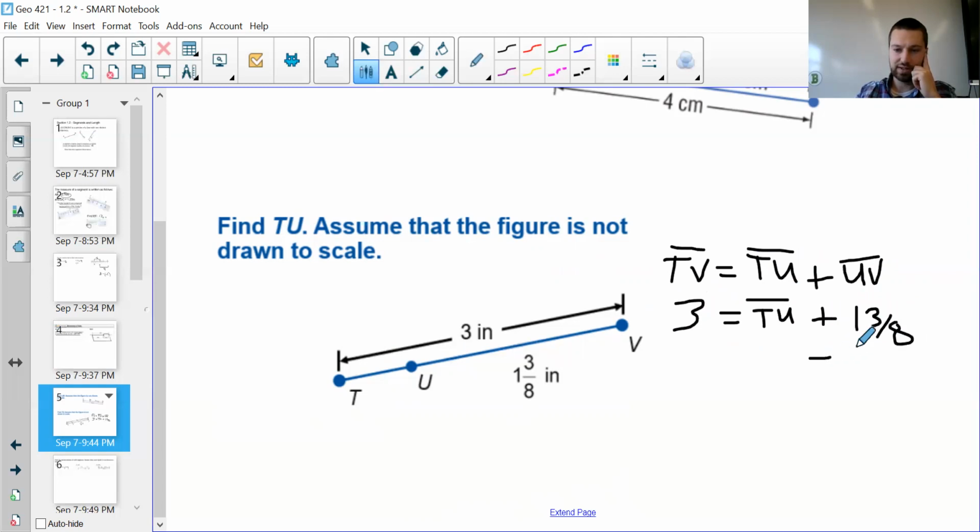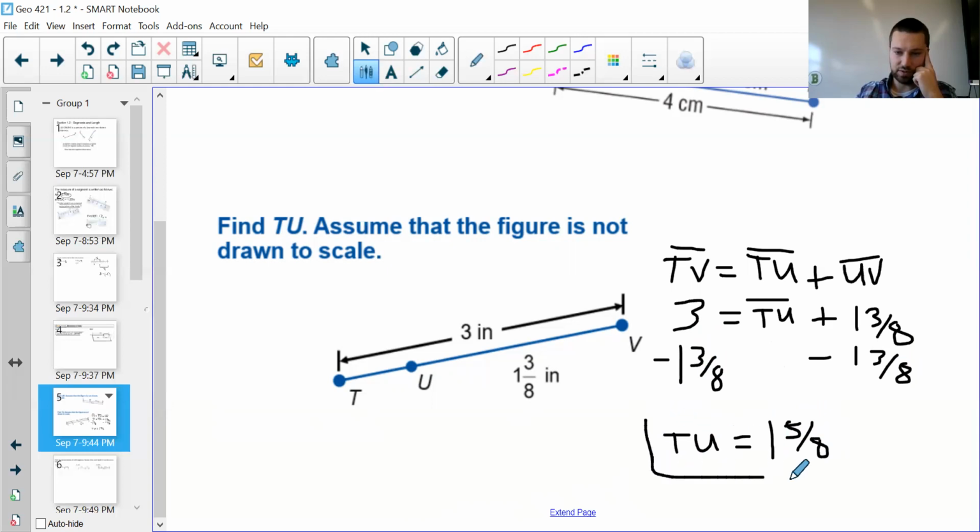So again, we're just going to subtract 1 3/8 from both sides. And then we get that TU is equal to 3 minus 1 3/8. So that's going to give us what's left, guys. We have to think about our fractions: 1 5/8. Okay, and that would be TU. Give that answer a little box, a nicer box than my last one. Yowza. And that's it.